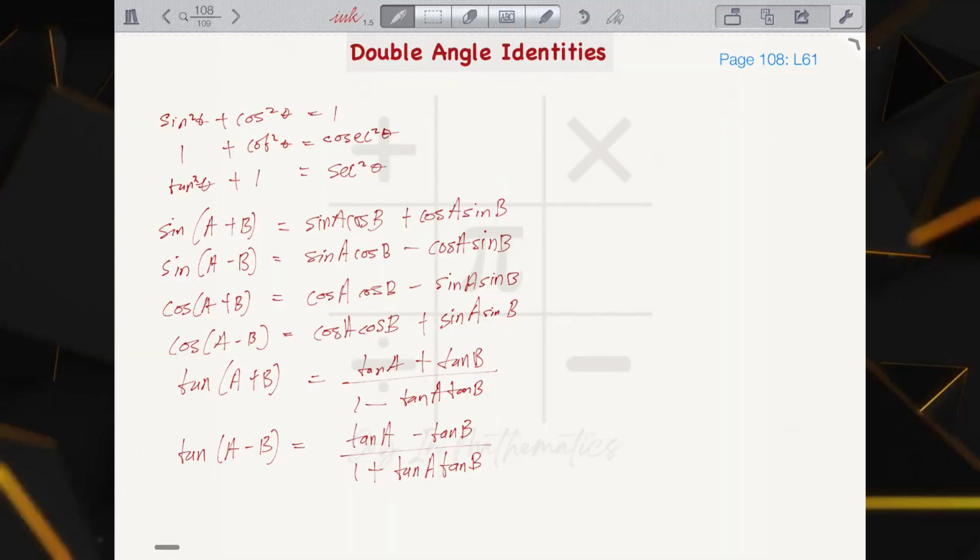Let's proceed on to multiple angle identities. And now we'll start with double angle identities. But first, let's refresh ourselves with the identities we have established so far.